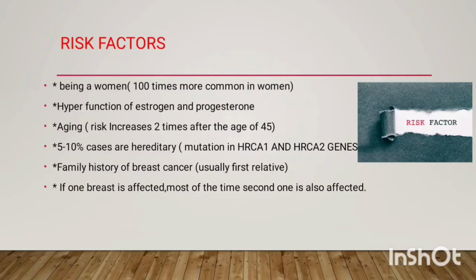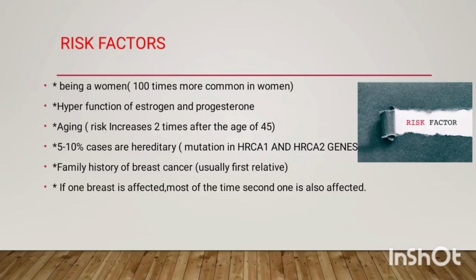10 to 15% of cases are hereditary. Family history of breast cancer. Usually if a first relative is affected, then there are chances that a woman is also affected in that family. If one breast is affected, most of the time the second one is also affected.